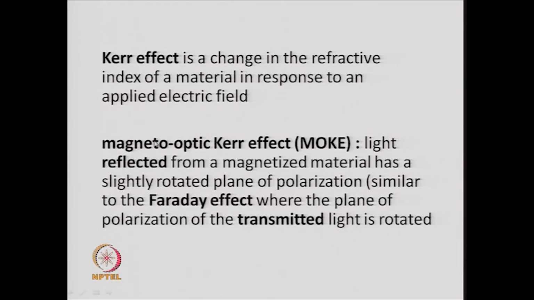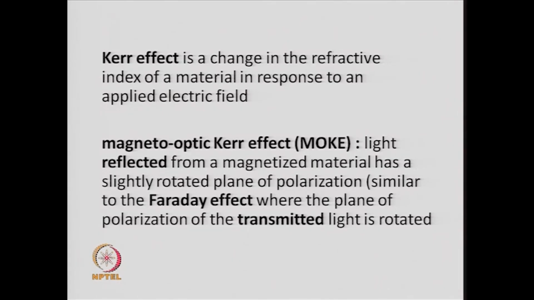So, in the magneto optical Kerr effect, you look at the light which comes back from the material, that is scattered or reflected from the material, and this light has a different plane of polarization. The incoming light which falls on the material has some plane of polarization, and the light reflected by the magnetic material has a different plane of polarization, and the intensity can also be different.